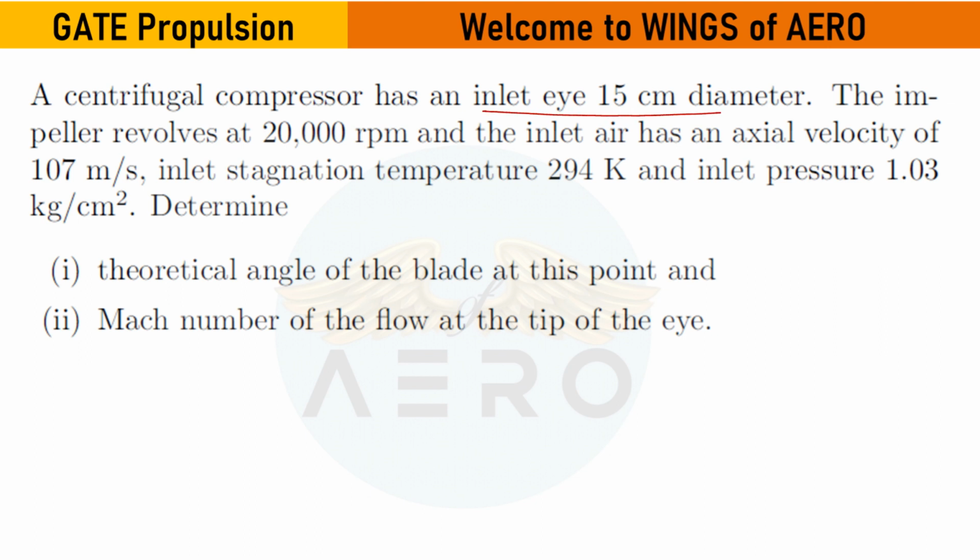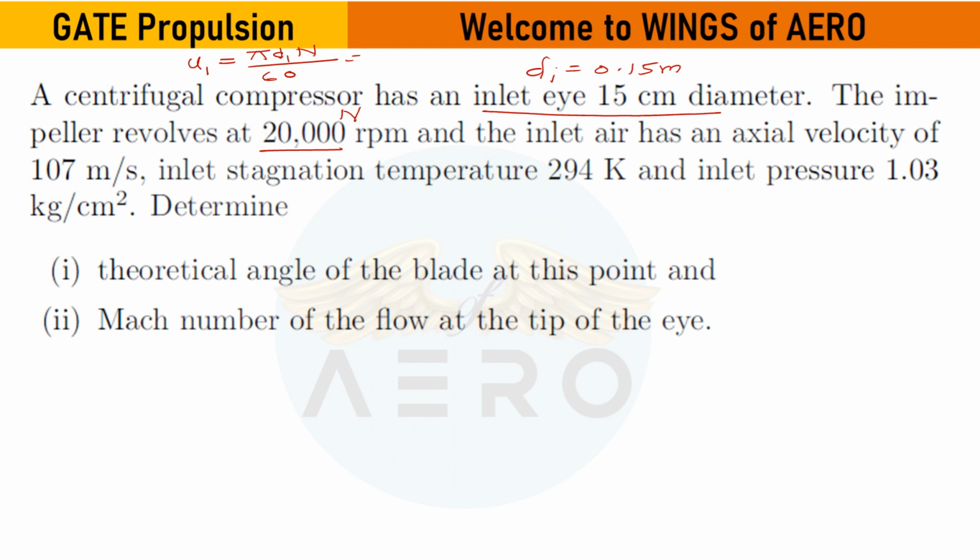They have given the inlet eye diameter, that means D1 is given. It's 15 centimeter, 0.15 meter. The impeller revolves, again they have given the n value. Now what is the relation with the n? You can find U equals pi D1 n by 60. You will get the U1.